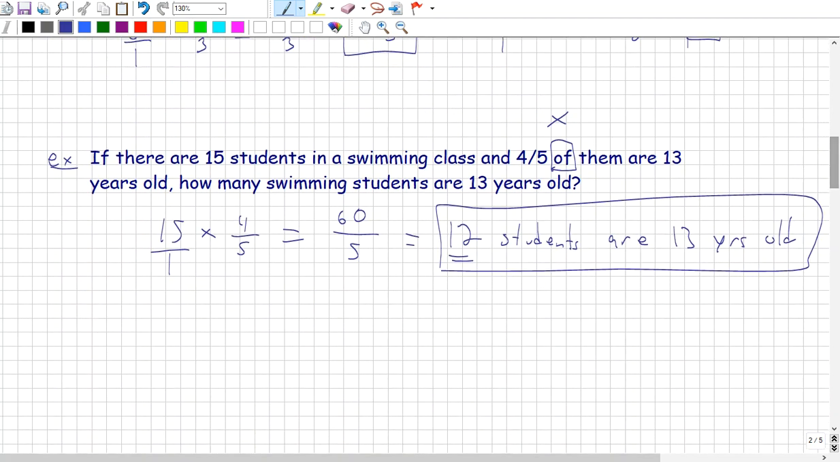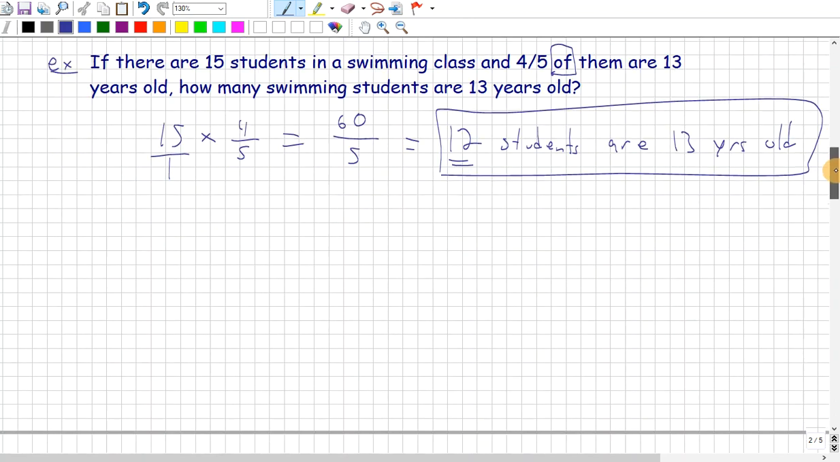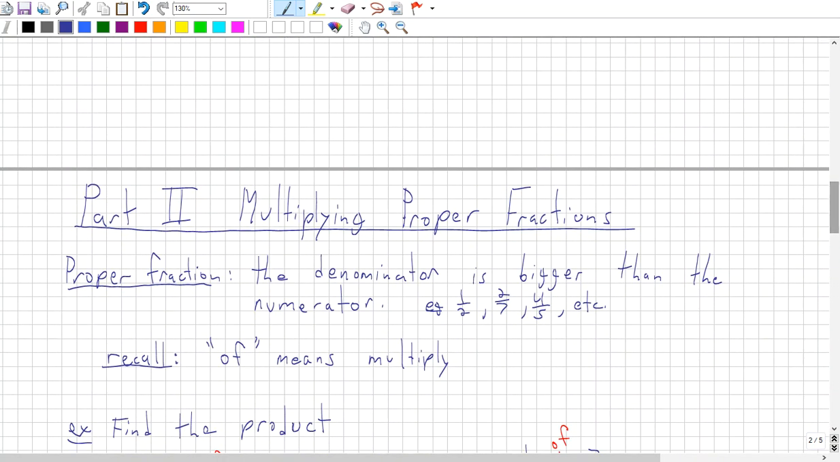Okay, that's the end of part 1. So I just want to kind of get that out there. 5.1 is fairly simple, just multiplying whole numbers by fractions. So you can see why I kind of combine these two, because part 2 is going to use the exact same concepts from part 1.